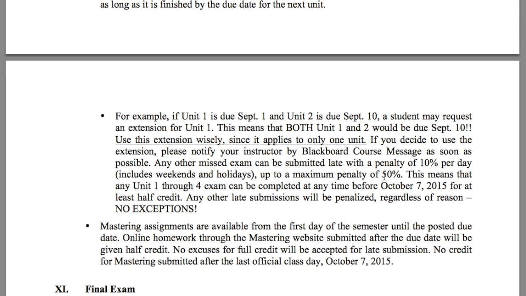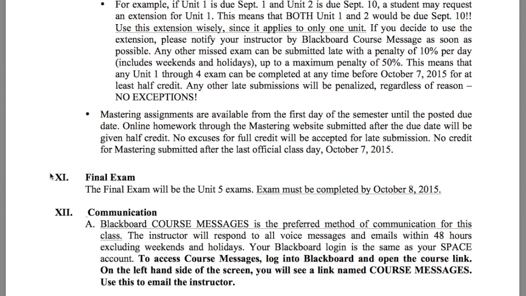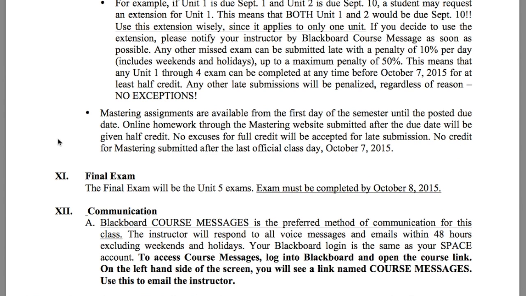So, if you're just lazy and don't get your work done in Unit 1 and then something really happens to your family in Unit 4, then you've lost your extension. So make sure that you're paying attention, you're keeping up, and you use these extensions wisely. It's just really meant to be used for an emergency. Now, your mastering assignments are available from the first day, and they always have a due date. If you miss the due date, then you can turn it in for half credit. So I don't give extensions, but all the homework can be done late for half credit, okay?